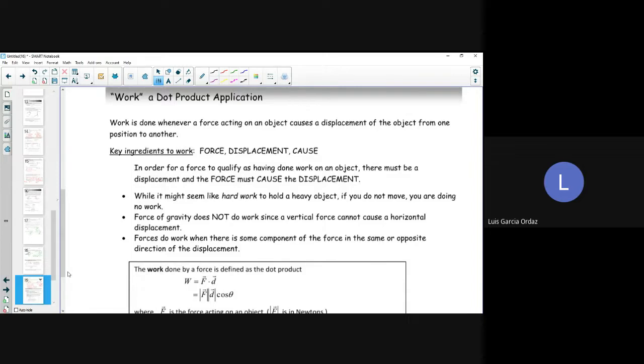If you've taken physics, you probably have seen this 5,000 times. While it may not seem like hard work to hold on to a heavy object, if you do not move, you are doing no work. The force of gravity does not do work since it's a vertical force and cannot cause a horizontal displacement. Forces do work when there is some component of the force in the same or opposite direction of the displacement.